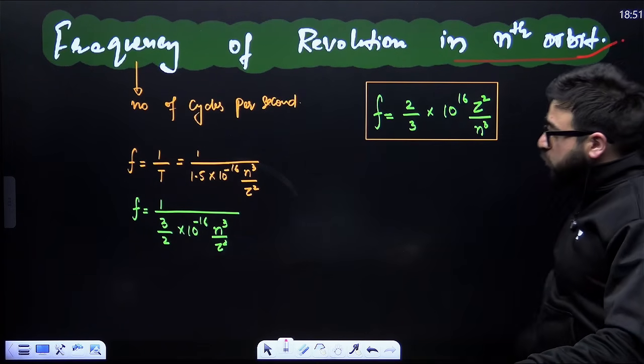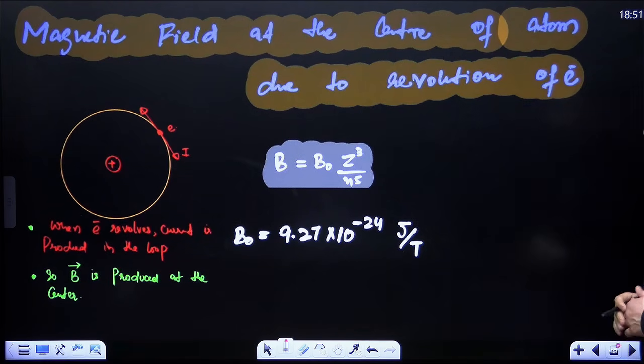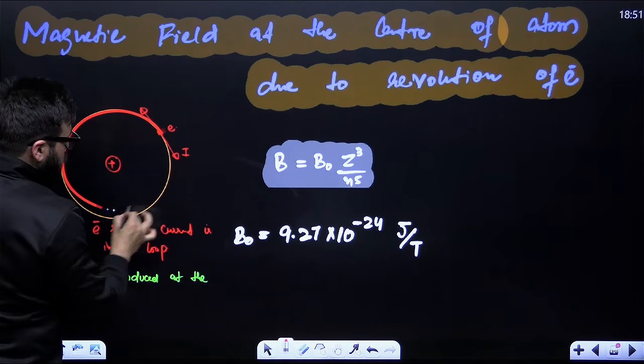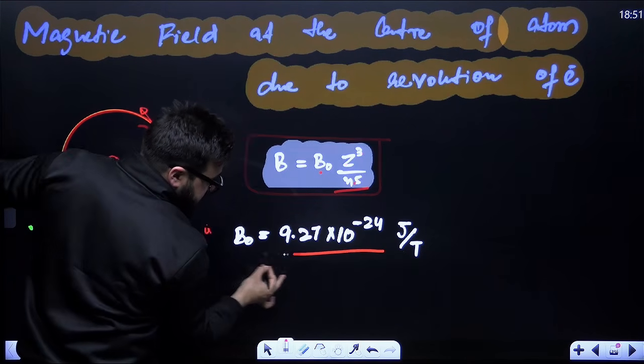Frequency of an electron in the nth orbit. So frequency of an electron in the nth orbit is 2 by 3, 10 raised power 16 z square by n cube. But magnetic field, when an electron revolves around the nucleus, it produces a magnetic field at the center. How much magnetic field at the center? B naught z cube by n raised power 5. This is the value of B naught.